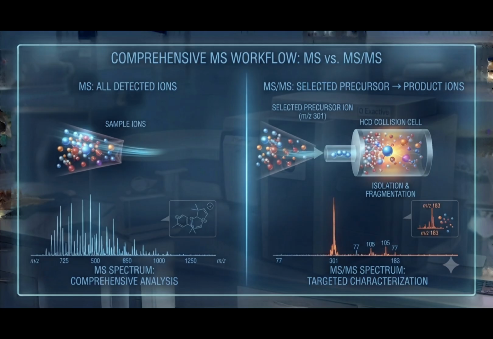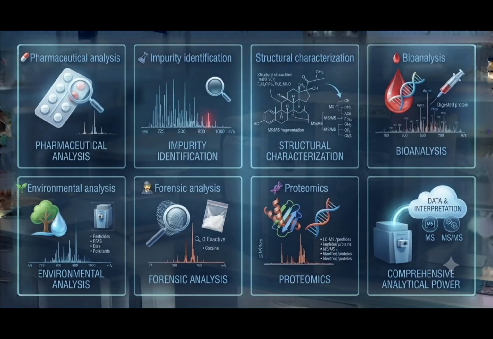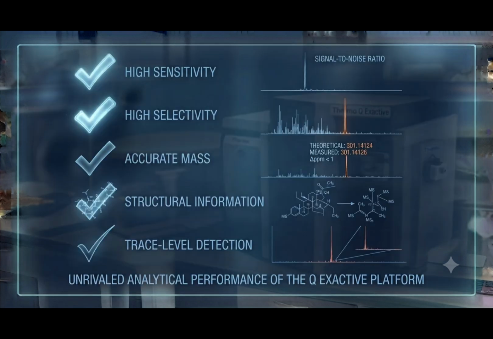Mass spectrometry applications. Mass spectrometry has a wide range of applications in pharmaceutical analysis. It is used for impurity identification, degradation product characterization, trace level analysis, and structural elucidation. In bioanalysis, it is widely used for the quantitative measurement of drugs and metabolites in biological samples. It is also used in environmental analysis, forensic science, metabolomics, and many areas of research.